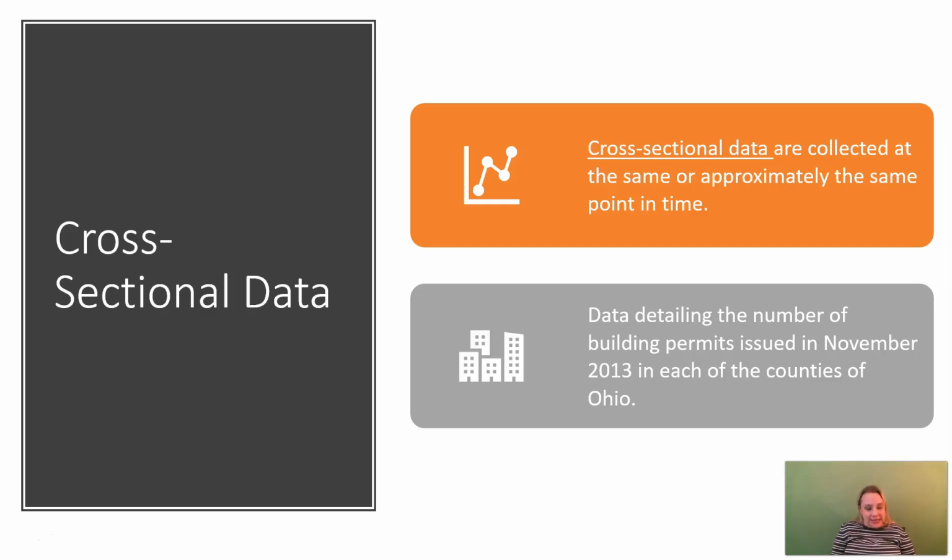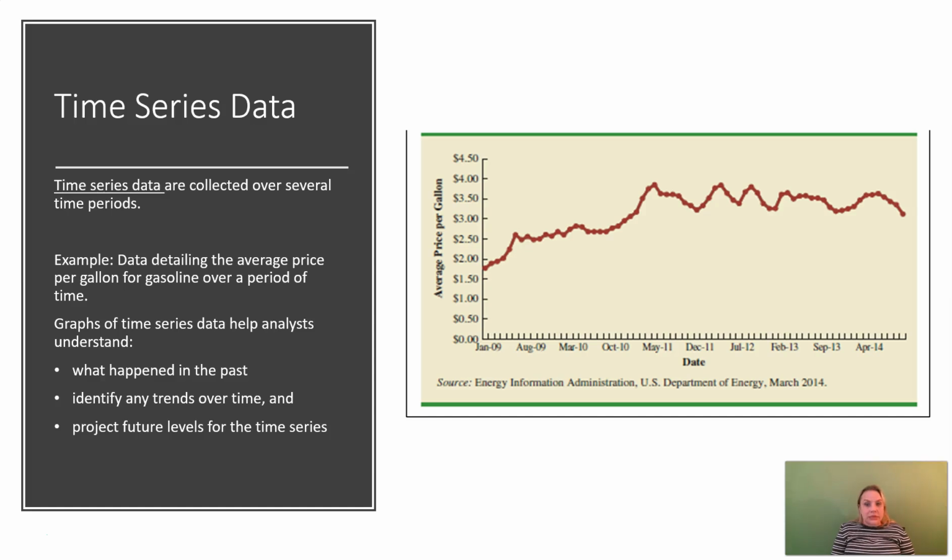Cross-sectional data is when you're taking data at the same or approximately the same point in time. And so you might be looking at the number of building permits being issued in November in each of the counties of Ohio. Time series data is when you're collecting data over several time periods, on the same person, for example. Here we have time series data, the average price per gallon of gasoline over a particular time period. Graphs of time periods help people figure out what happened before. They look at maybe some different trends over time and maybe do some projection for future time series data.